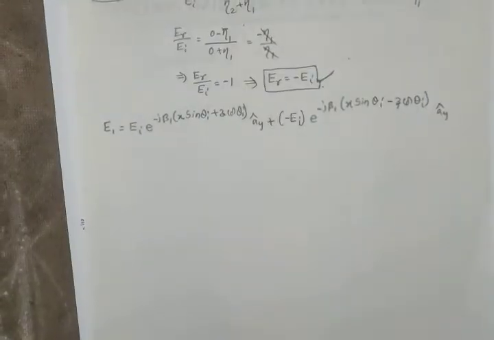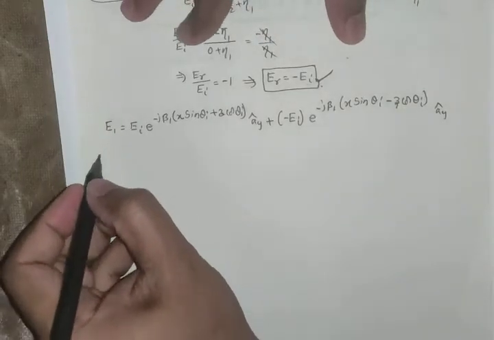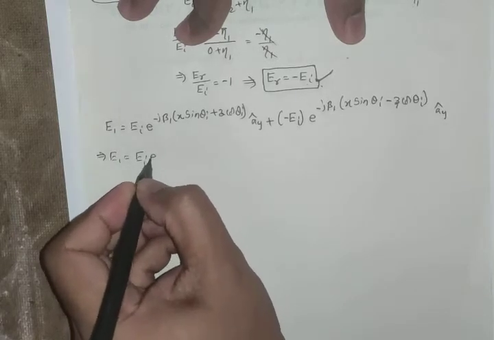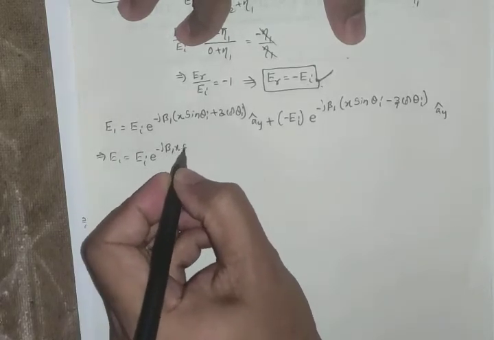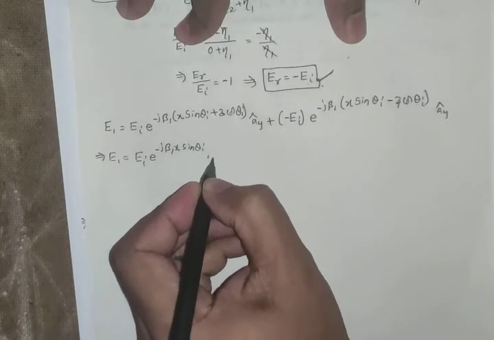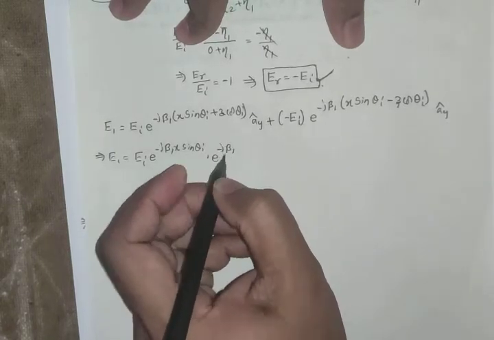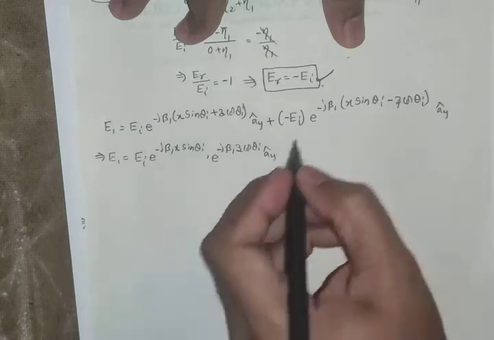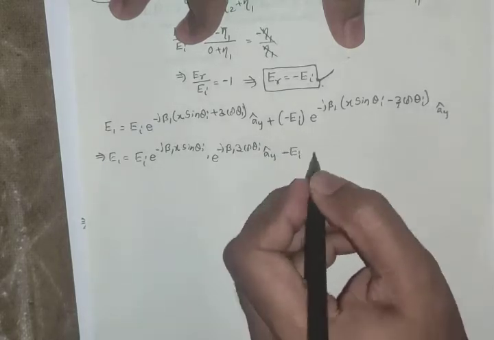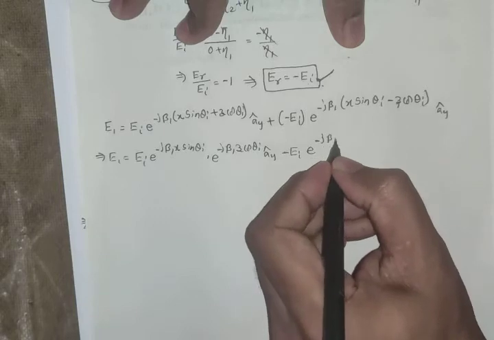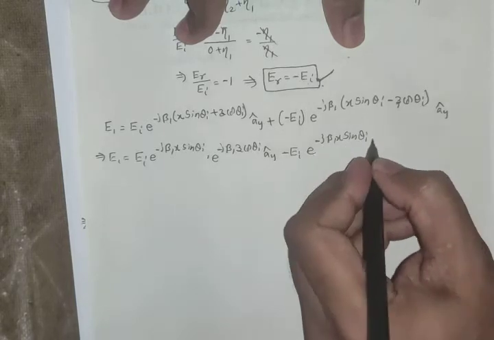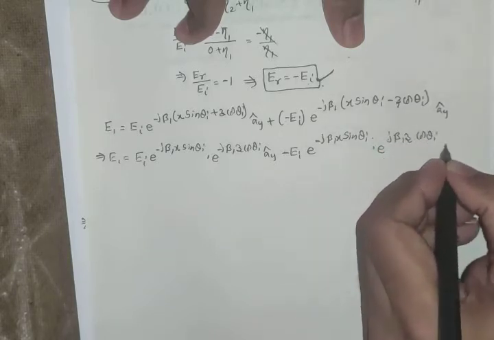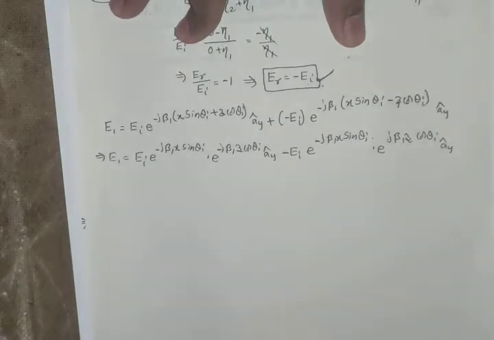Now simplify this equation to get the total electric field. So E1 equals EI into e to the power of minus j beta 1 x sin theta I into e to the power of minus j beta 1 z cos theta I, in direction a y cap. This value is minus EI into e to the power of minus j beta 1 x sin theta I into e to the power of j beta 1 z cos theta I, in direction a y cap.